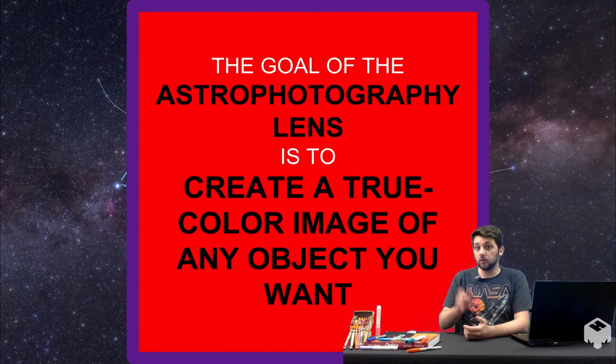Now remember, the goal of the astrophotography lens is to create a true color image of any object you want. We ask that you take any object that you have observed in the past from any of the previous lenses, a planet, a galaxy, a star cluster, whatever you want, and that you then observe that object in the RGB filters like I just showed you how to do, and then turn that image into a true color image. You only need to do one to submit as part of the application, but of course you are more than welcome to do as many of these as you want.